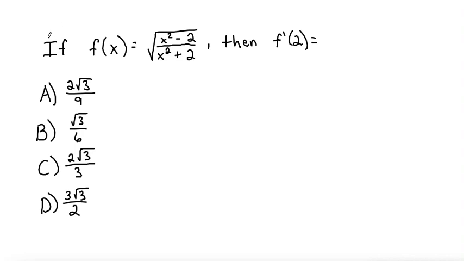So this problem says if f of x is equal to the square root of (x squared minus 2) over (x squared plus 2), then f prime of 2 is equal to what? And we have four options.